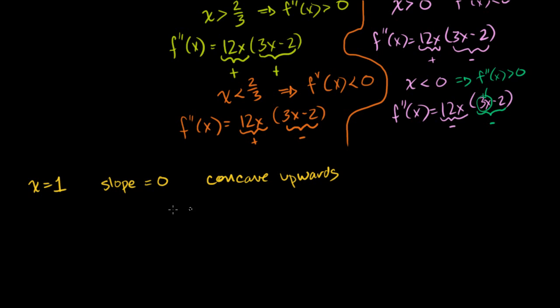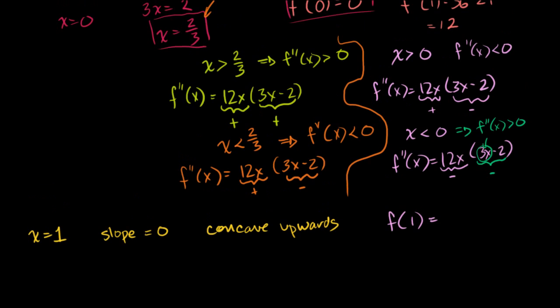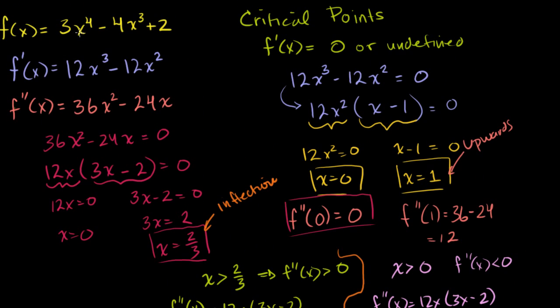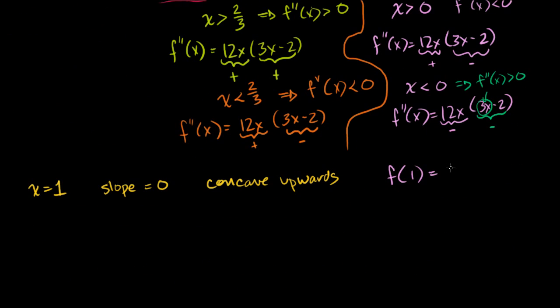So what is f of 1? We should actually get the coordinates so we can graph it. That was the whole point of this video. So f of 1 is equal to what? Let's go back to our original function. It's 3 times 1 to the 4th, which is just 1, so 3 times 1, minus 4 times 1, which is minus 1, plus 2. Well, that's just a positive 1. So f of 1 is 1.